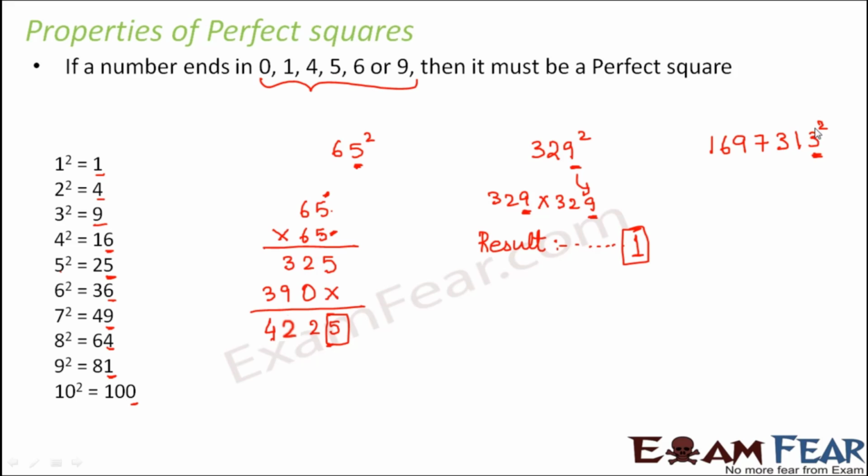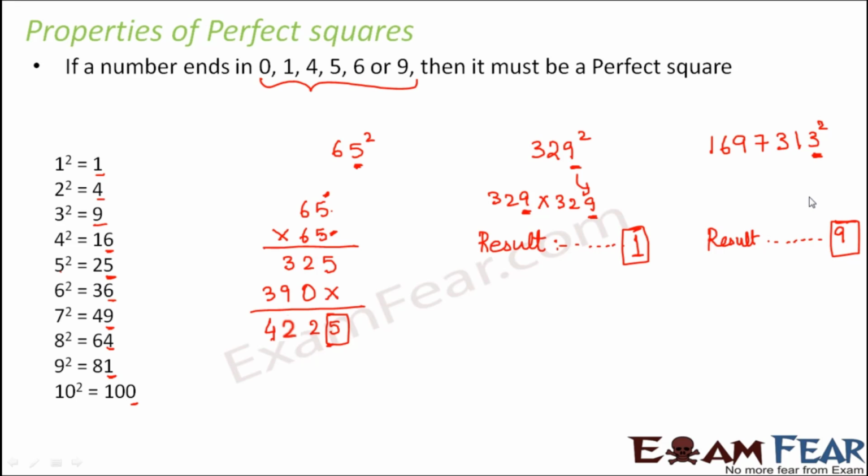Similarly, look at this one. This is also a perfect square. So what do you have at the units place? You have 3. So when you multiply this number by itself, the 3 of one number gets multiplied by the 3 of the other number. So 3 multiplied by 3, therefore when you look at its result, again at the units place you would have 9, because 3 into 3 is 9.